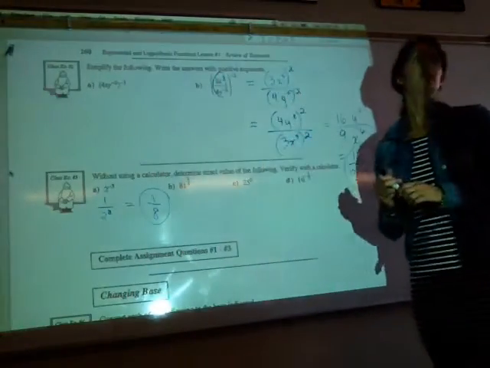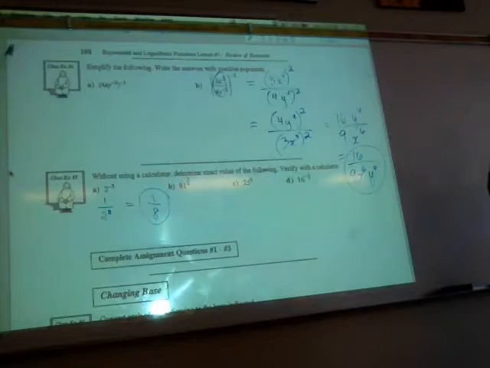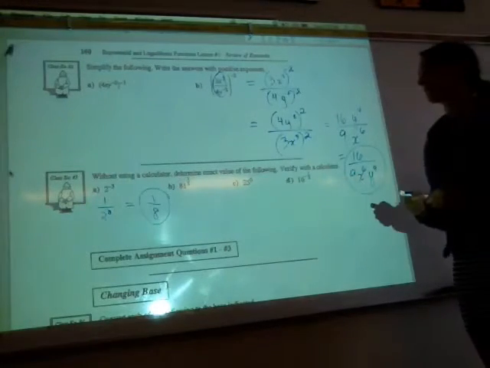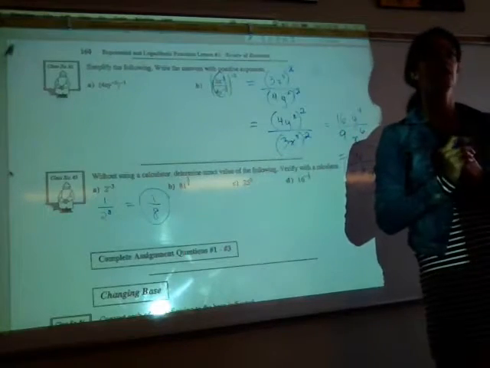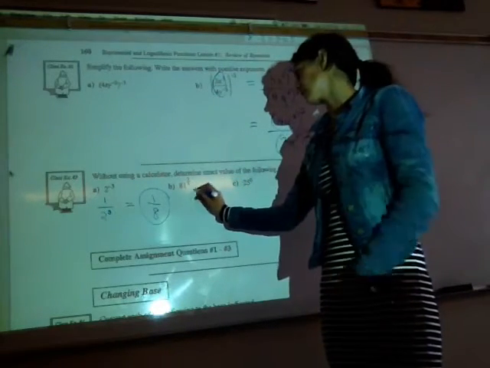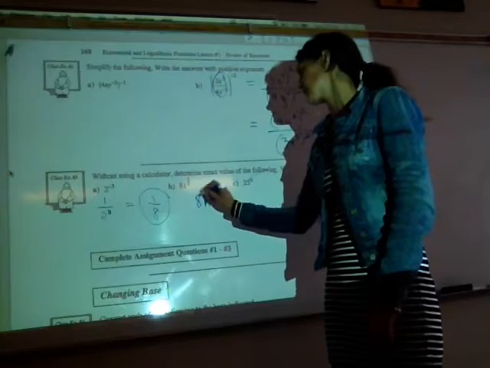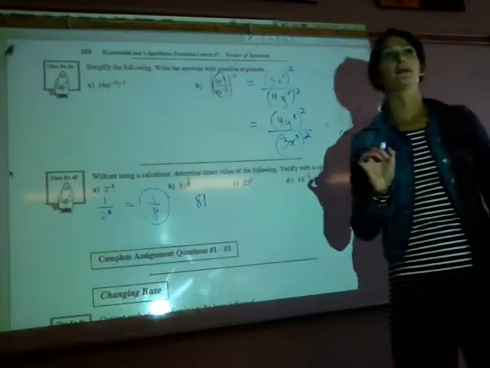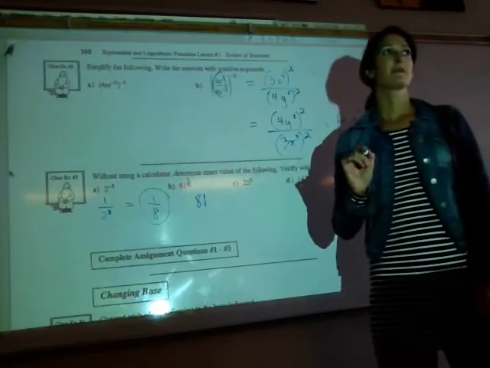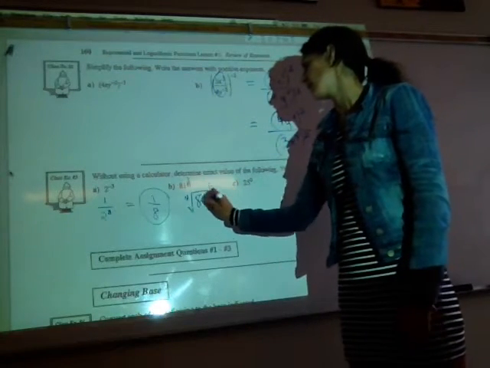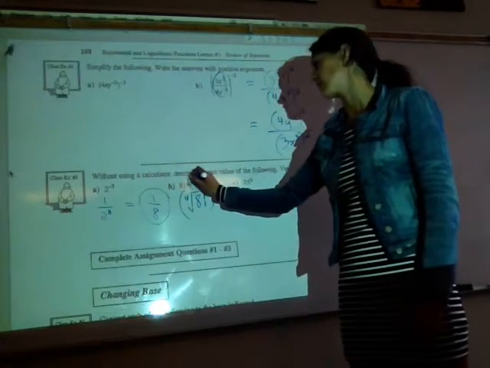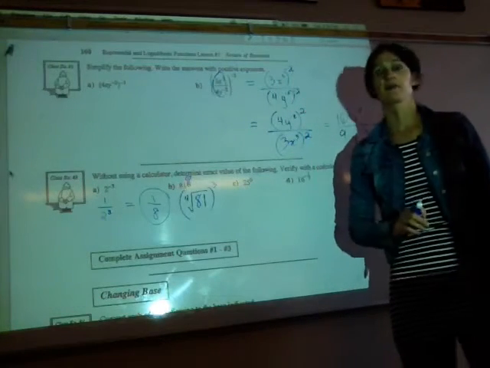Next one, we have 81 to the power of 3/4. The easier way to evaluate this without using our calculator is to apply the last law we learned. So 81 is my base. Do you remember what the denominator would become? The index. So we're going to take the 4th root of 81, and then we're going to put it all to the power of 3, which came from the numerator in the exponent.